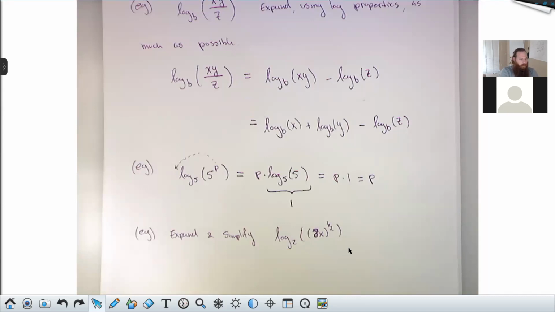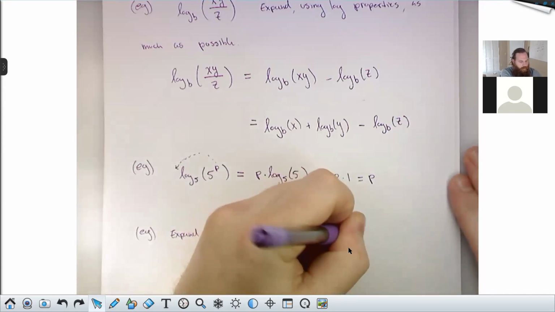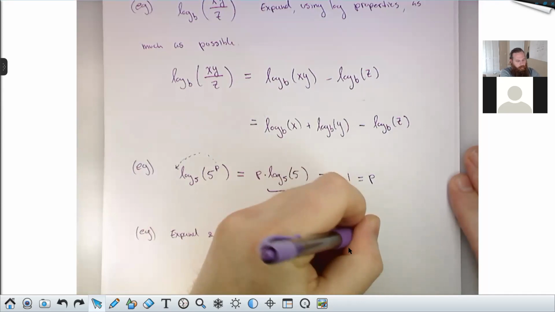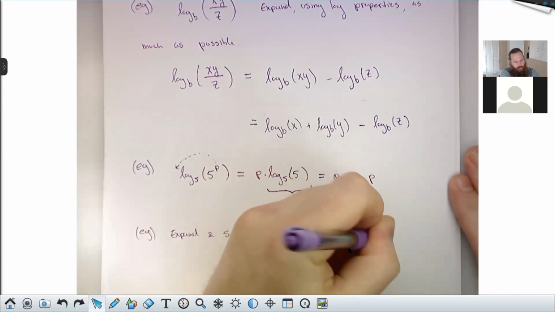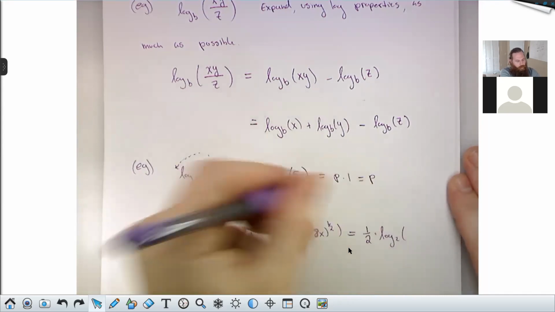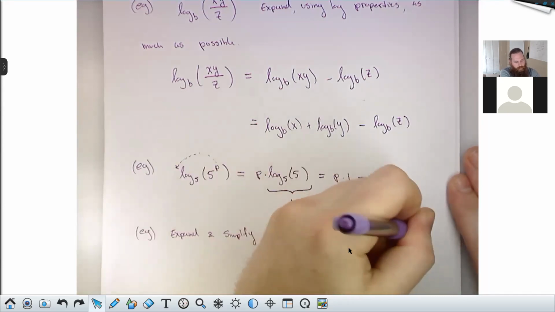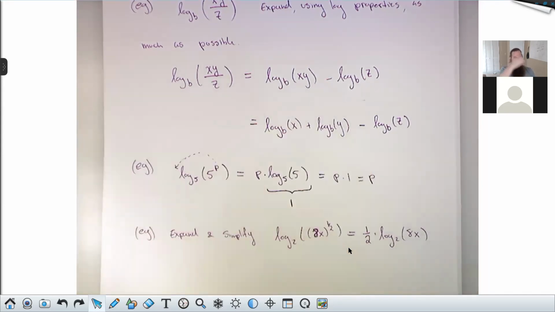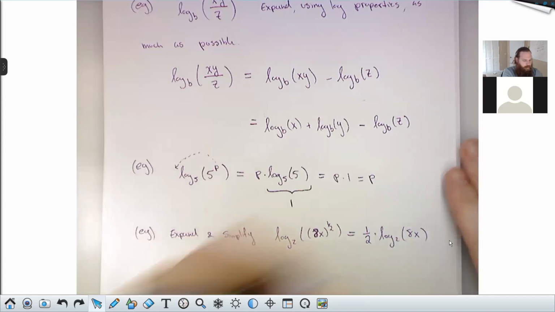Good, good. We can start by bringing that power, the 1/2, down to the front, because everything inside the log is being raised to the 1/2 power. That's the same as 1/2 times the base 2 log of 8x. What can we do now? Yeah, beautiful. I've got multiplication inside my log, so that's the same as having addition outside my log.